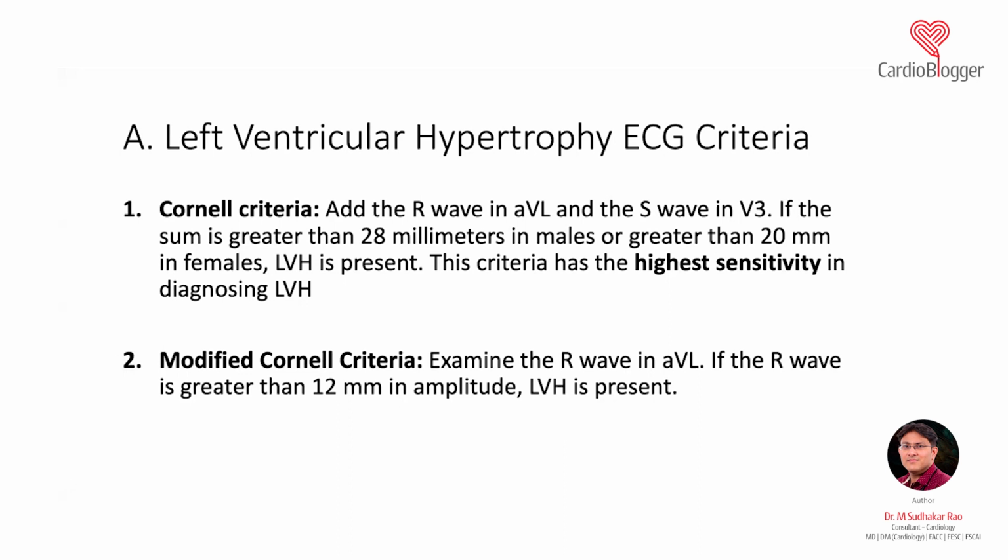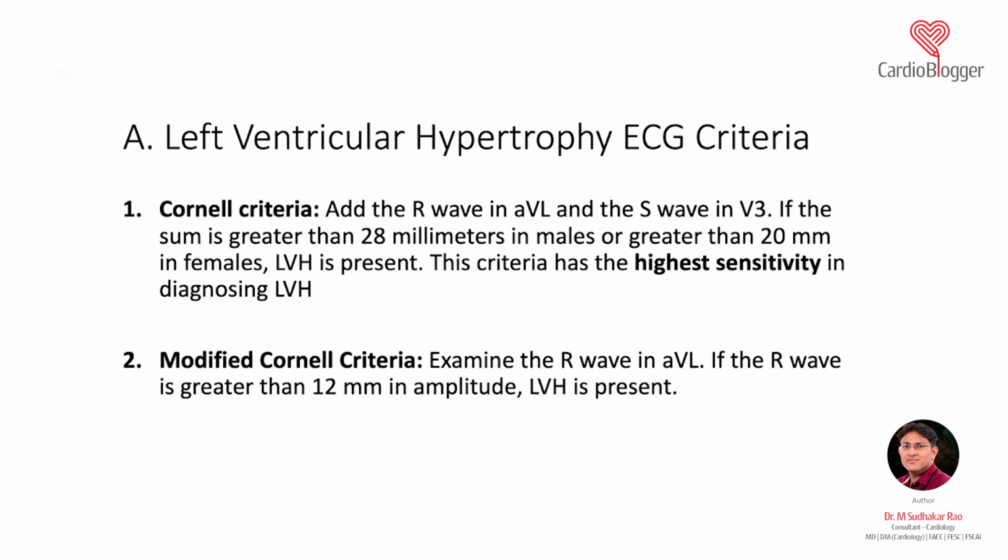Now there are different criteria for left ventricular hypertrophy. The most common criteria we use is actually the Romhilt-Estes criteria, which I'll come to in some time. But before that, there are the easy criteria like the Sokolow-Lyon criteria, which most of you will know. Even the most common thing which MBBS people use is the Sokolow-Lyon criteria. And then we have the Cornell criteria and modified Cornell criteria. So let's start with the criteria which has the highest sensitivity in diagnosing left ventricular hypertrophy. When you say highest sensitivity, it means you are ruling out any other thing.